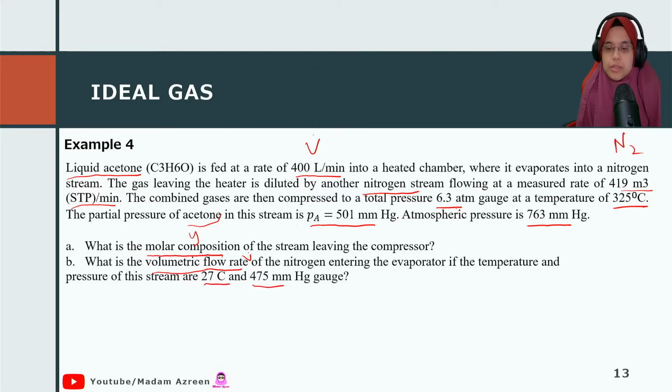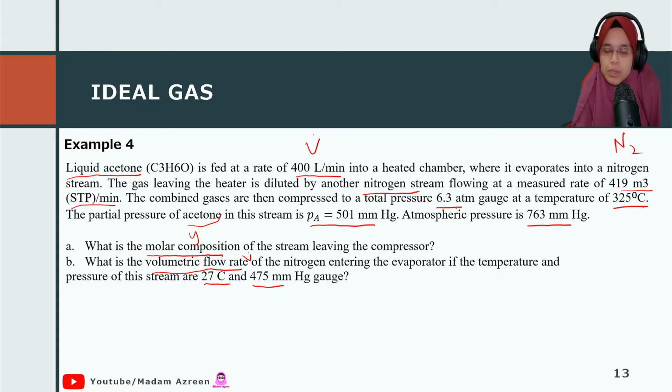So we have a mixture of gas here, nitrogen and acetone. This acetone will vaporize from a liquid, so it will become a gas. So it will be two gases, which are acetone and nitrogen.